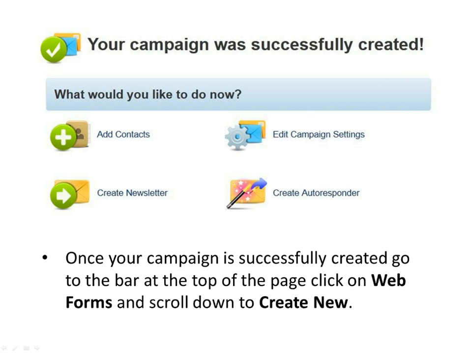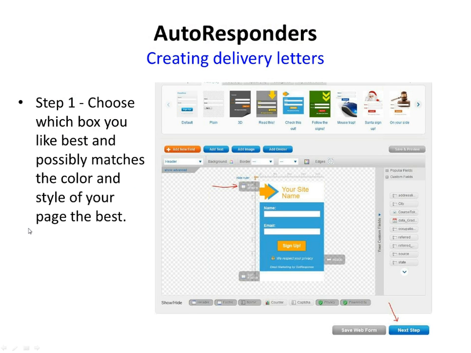Once your campaign's created, go back to the bar at the top of the page, go back to the main page and click on web forms. And we're going to go down and create a new web form, okay? So once you go back to the main page, to the dashboard, you click on the button that says web form, scroll down, create new web form, and you're going to come up with a page that looks just like this here.